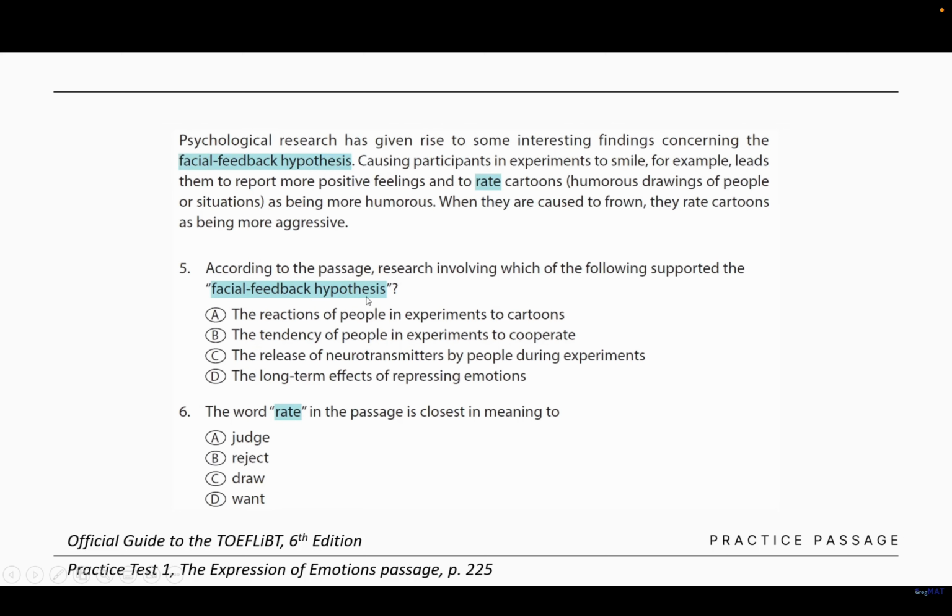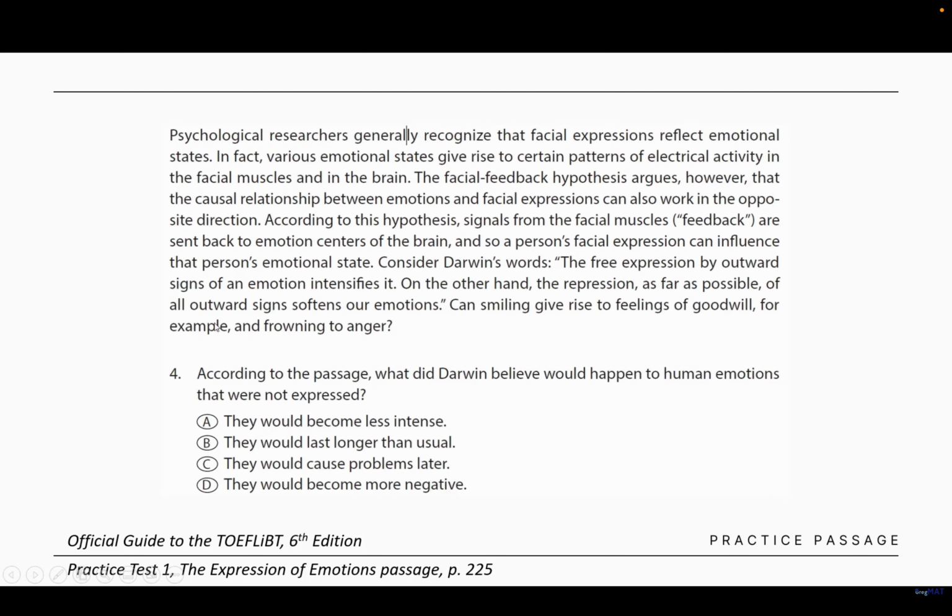All right. What about the word rate? The word rate in the passage is closest in meaning to 5, 4, 3, 2, 1. The correct answer is judge right there. So as you can see, you can go through the vocab questions in like super fast time.